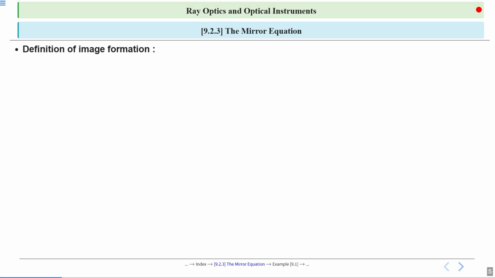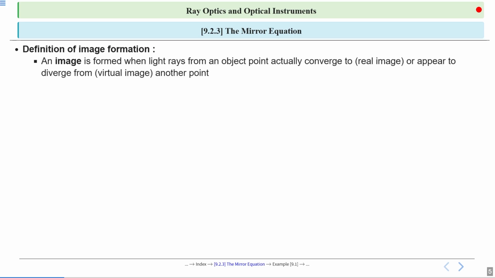Definition of image formation. Firstly, we will discuss image formation by a concave mirror and a convex mirror. Both of them are spherical mirrors. So what is an image? An image is formed when light rays from an object point actually converge to, or appear to diverge from, a point.